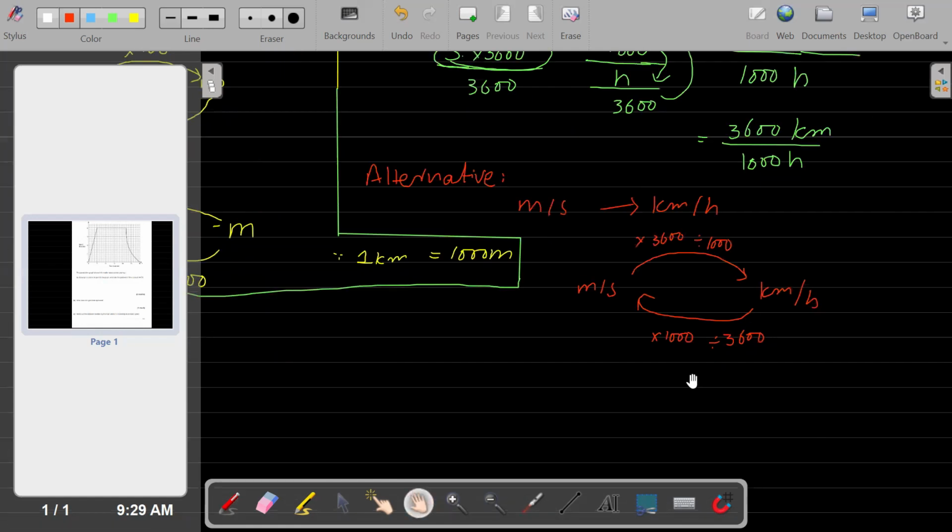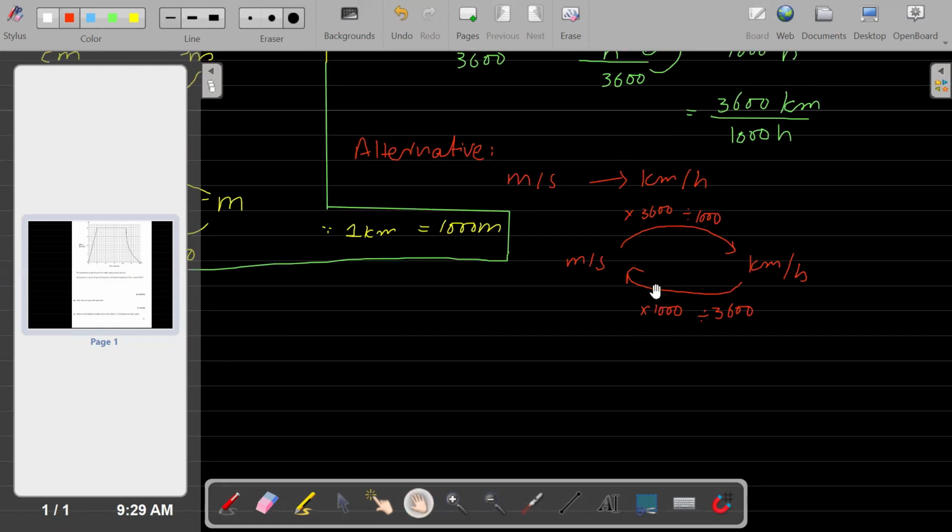Yes, miss. Okay, so you need to remember that map. Meter per second to kilometer per hour, multiply by 3600 and divide by 1000. And if you want to move from kilometer per hour to meter per second, you have to multiply with 1000 and divide with 3600. In this way, you can do your conversion very easily.